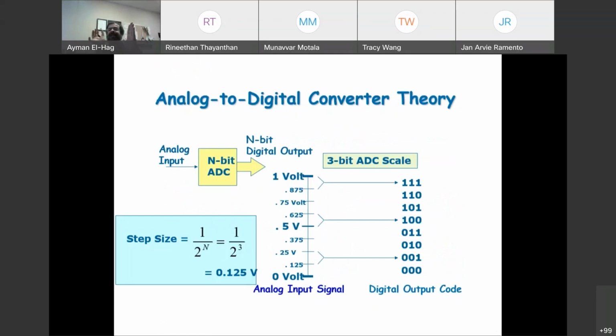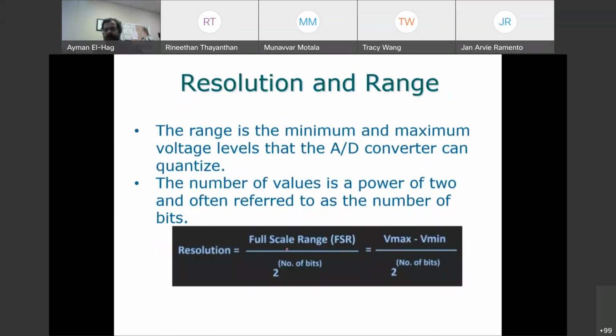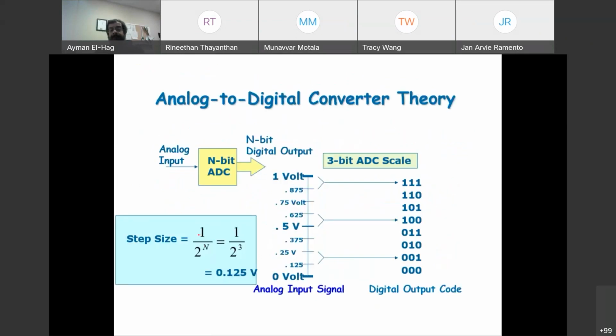Now I want to see what the steps are. What is my resolution here? Again, the range is 1 volt. This is back to the previous formula, the full range divided by 2 to the power of n, the number of bits. So 1 divided by 2 to the power of 3, which is 0.125 volt. Now I have a better resolution. Meaning, now from 0 to 0.125, I will have 0, 0, 0.